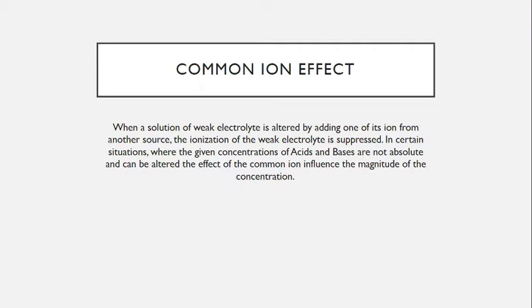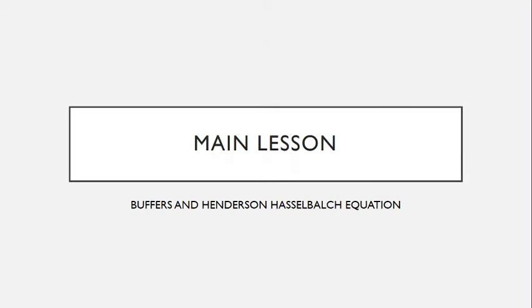For our second concept, we have the common ion effect. The operation of a buffer system depends on the common ion effect, a special case of Le Chatelier's principle. To keep everything clean and short, when a solution of a weak electrolyte is altered by adding one of its ions from another source, the ionization of the weak electrolyte is suppressed. In certain situations where the given concentrations of acids and bases are not absolute and can be altered, the effect of the common ion influences the magnitude of the concentration.